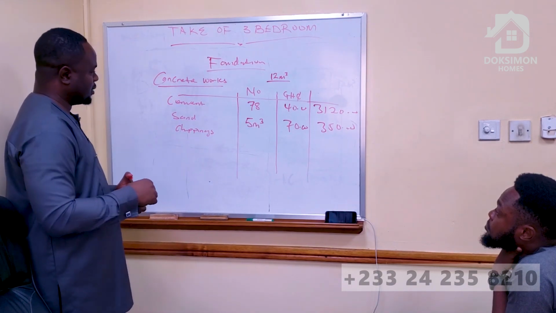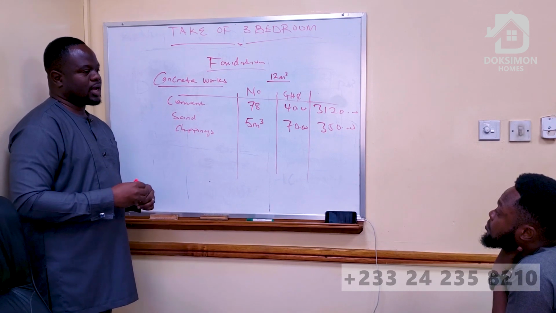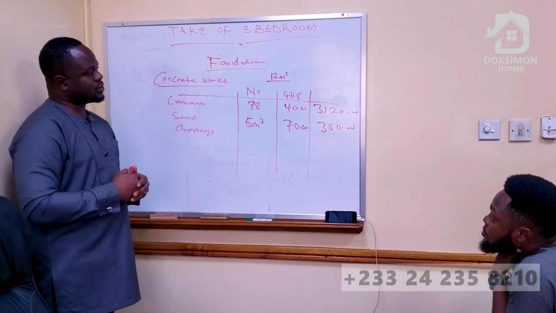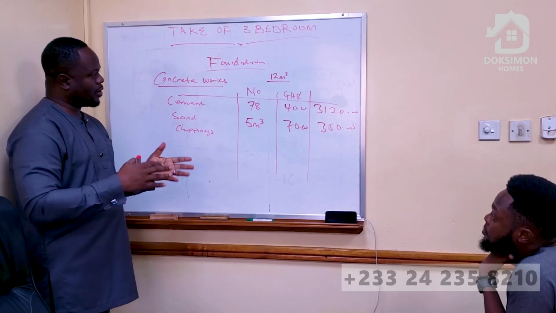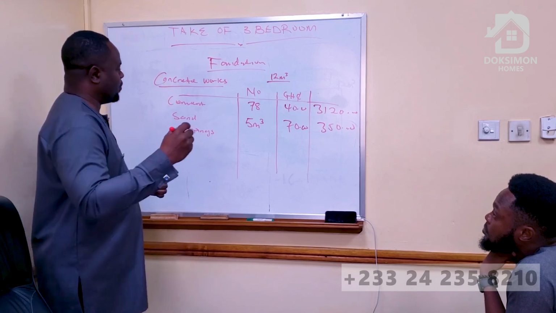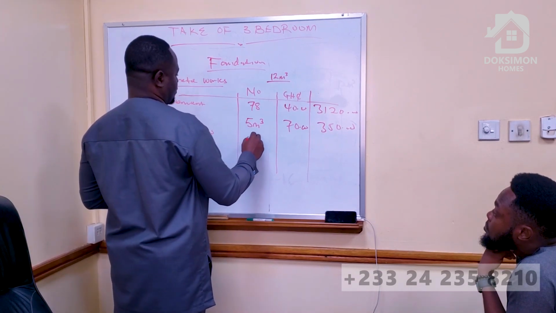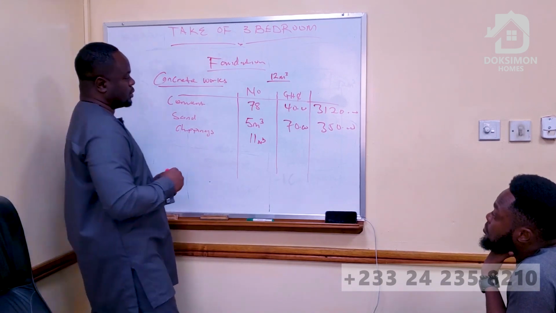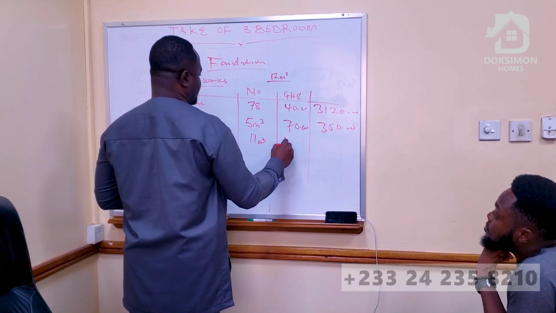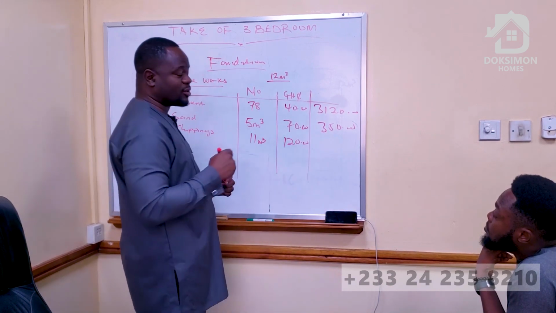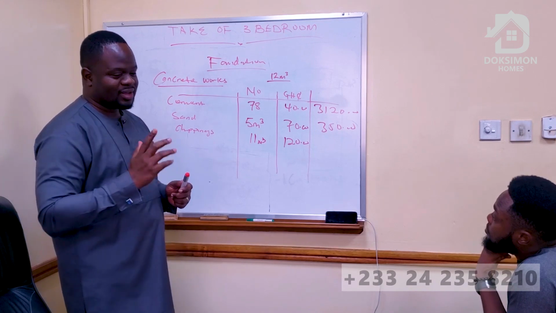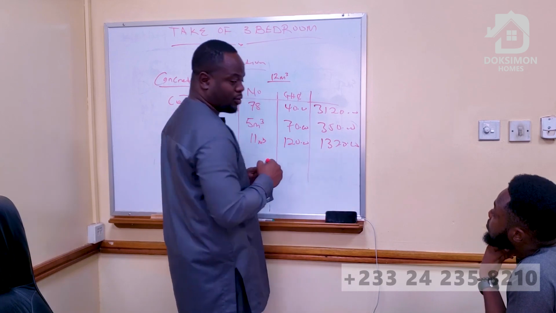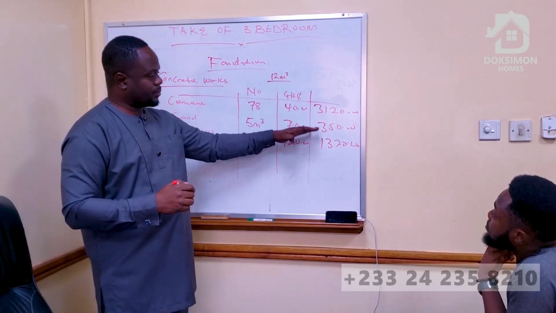Now the chippings. Chipping comes in various volumes. You can buy as low as you want. But concerning these works, 12 meter cube per our drawing, we are looking at 11 meter cube. And per meter cube is 120 cedis. Like I also said, it varies in your area or jurisdiction. So we have 1,320. Now, this is just the first step.